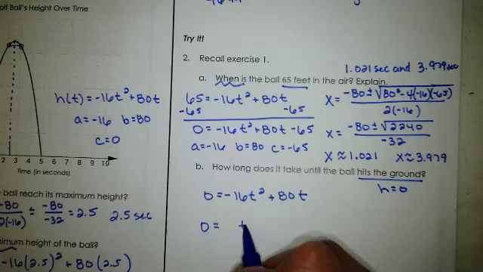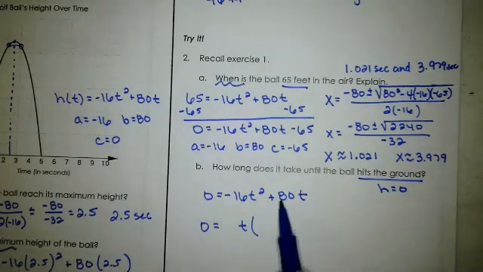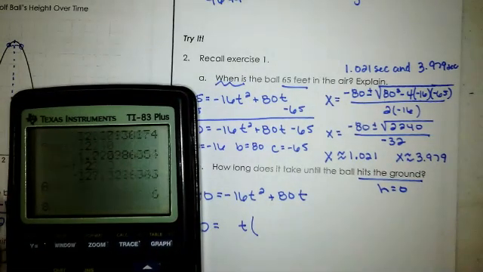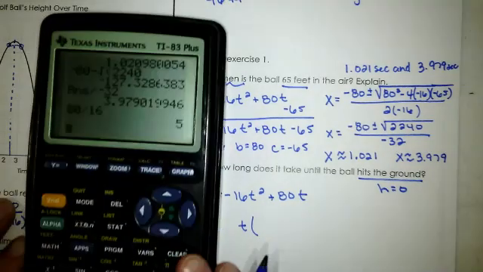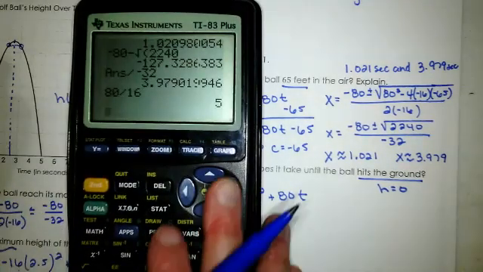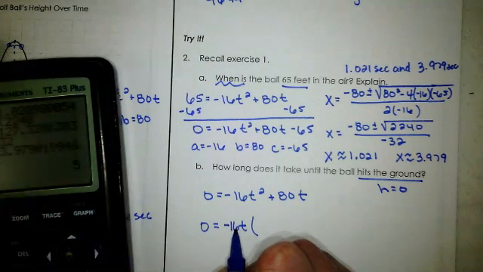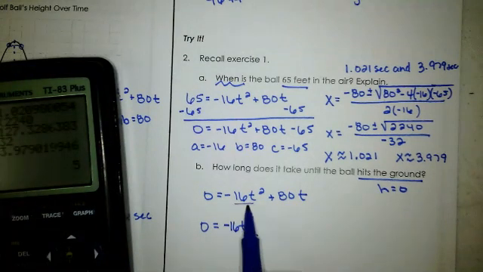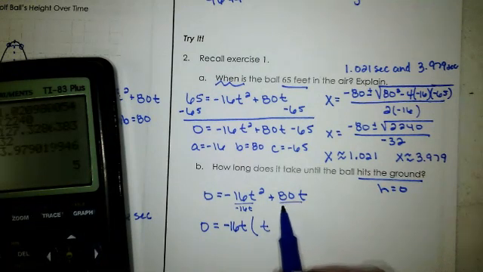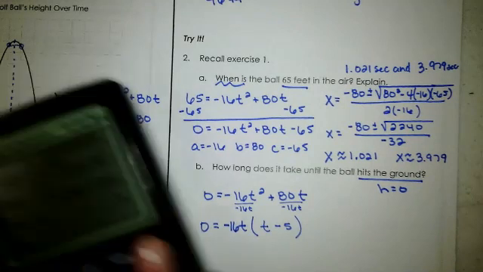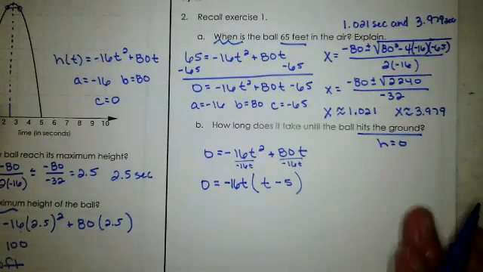And let's see, I believe that 16 will go into 80 5 times. So 80 divided by 16 is 5. So I can pull out negative 16t. So if I divide this by negative 16t, I'll just get t. If I divide this by negative 16t, I'll get negative 5. So I have 0 equals negative 16t times the quantity of t minus 5.